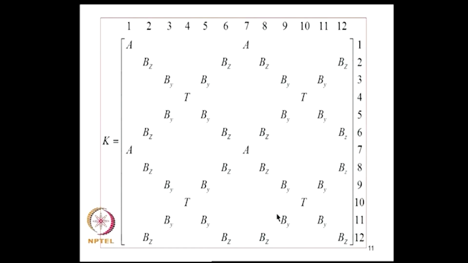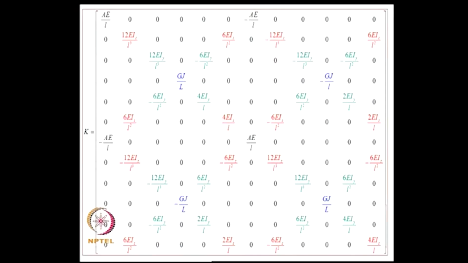Now, this is the configuration of the K matrix. A represents the axial deformations, T represents twisting, and Bx, By and Bz are the in plane and out of plane bending respectively. So, this is how the elements will be distributed in the stiffness matrix and also the mass matrix. So, now if you populate these elements, we get this 12 by 12 matrix.